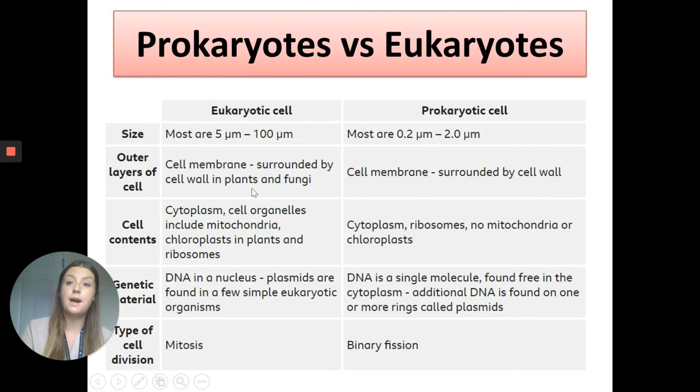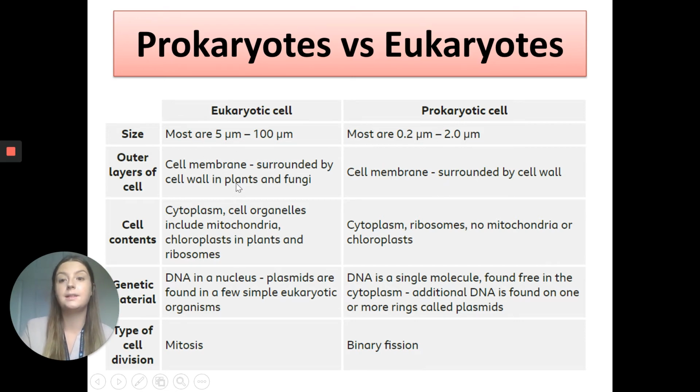Okay, so if we think about the outer layers of those cells, eukaryotic cells have a cell membrane, which in plants and in fungi is surrounded by a cell wall, whereas when we're looking at prokaryotic cells, the cell membrane is surrounded by a cell wall. Now, there's a bit of a difference between the cell wall in a plant compared to a cell wall in a bacteria, which is what I mentioned before.